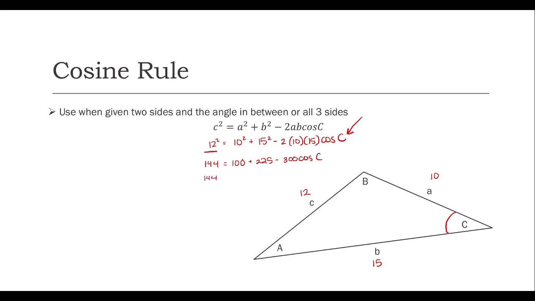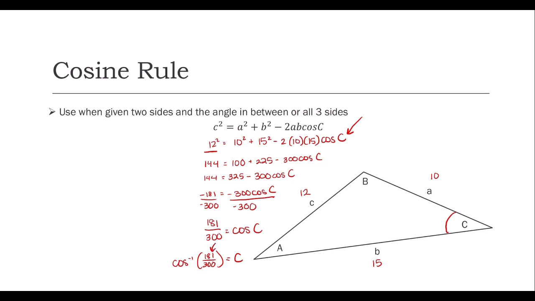So 144 equals 325 minus 300 cosine C. We'd subtract 325 from both sides to get negative 181 equals negative 300 cosine C. Then we'd divide both sides by negative 300. So we'd have 181 over 300 equals cosine of C. And then to solve for C, we need to take the inverse cosine of both sides. So our inverse cosine of 181 over 300 is equal to our angle C.